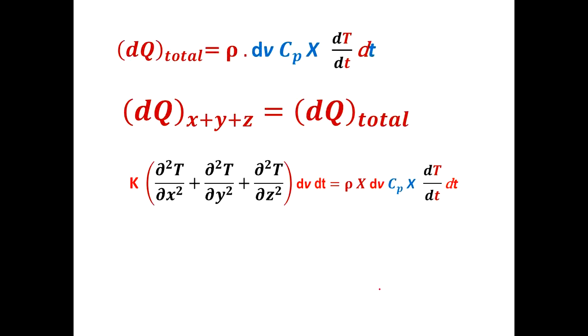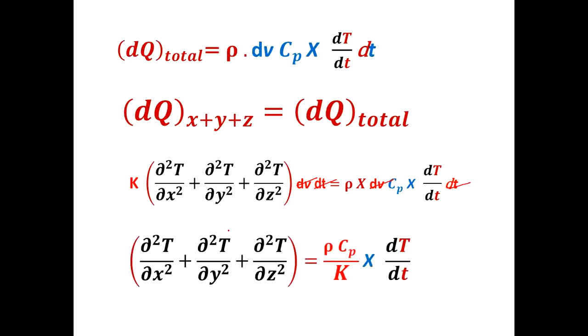On both sides you have the common terms. What are the common? dV dt. dV dt are common. Okay, it will be like this. I am taking this k here, rho cp by k. But another term is there; let me explain in the next slide. That is thermal diffusivity, alpha.